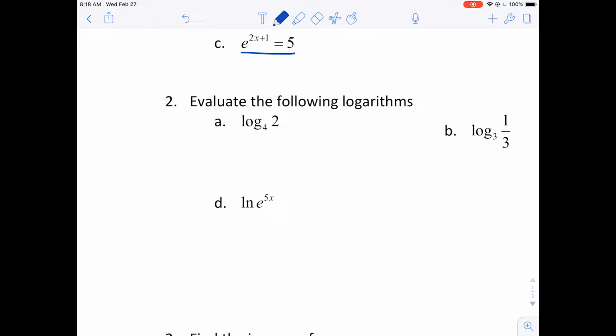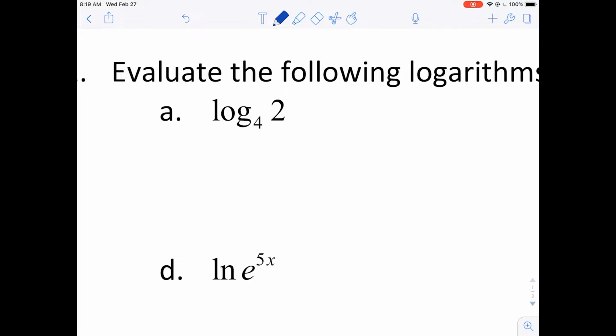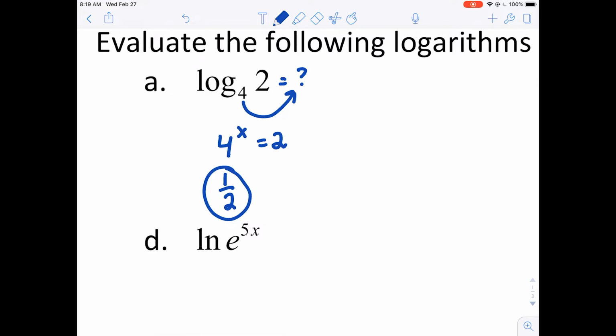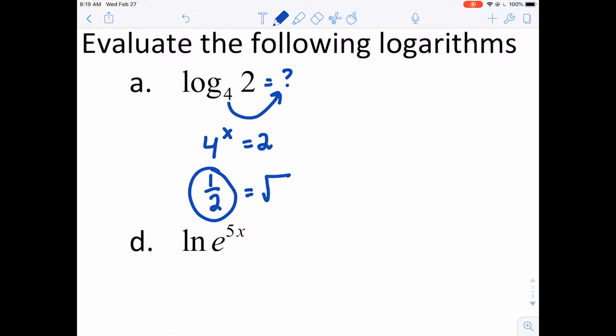Okay, next we're going to evaluate the following logs. Again, this is going to be equal to some number we don't know. So 4 raised to what power is going to give us 2? This is an in-our-head problem, right? If we take the square root of 4, we should get 2. And we can remember that 1/2 is equivalent to square root if it's an exponent.